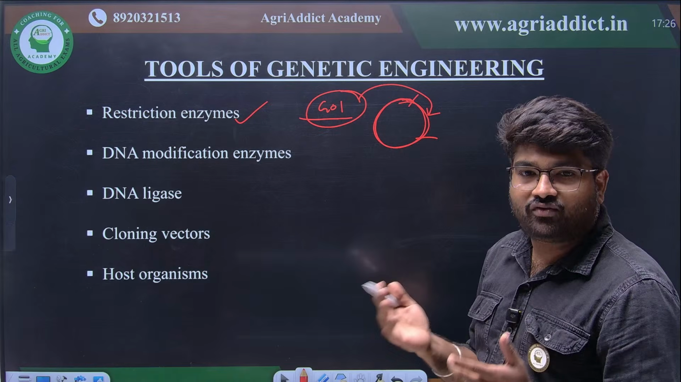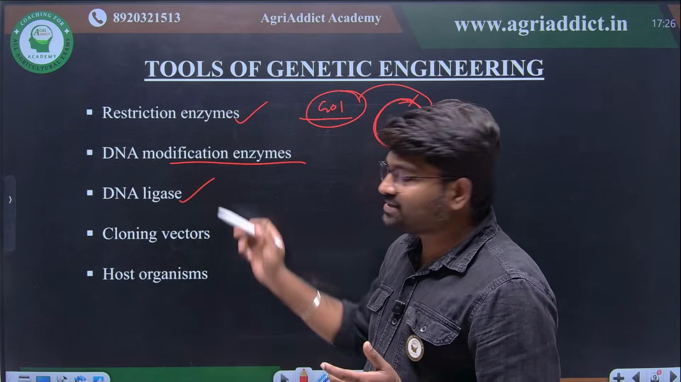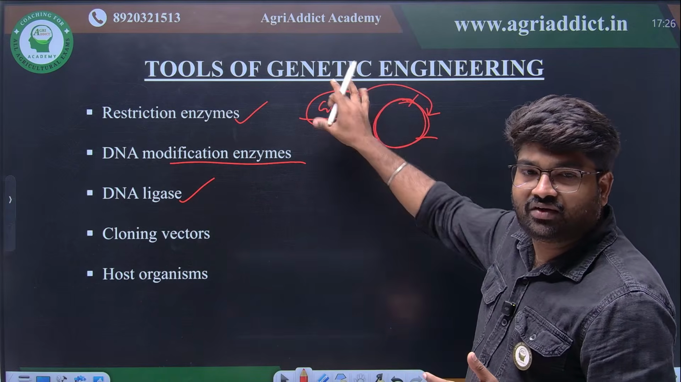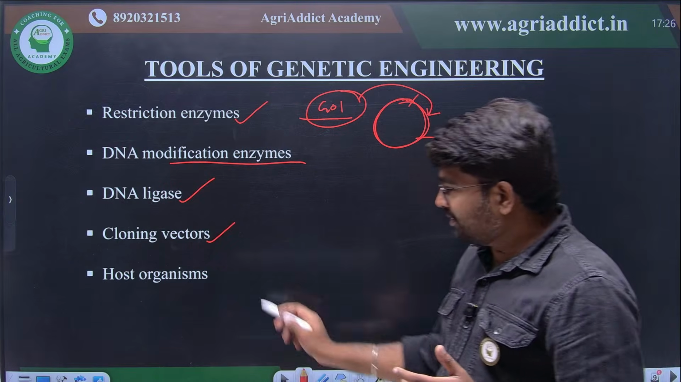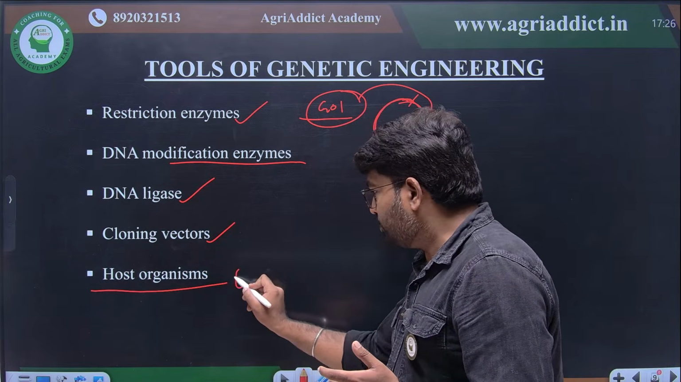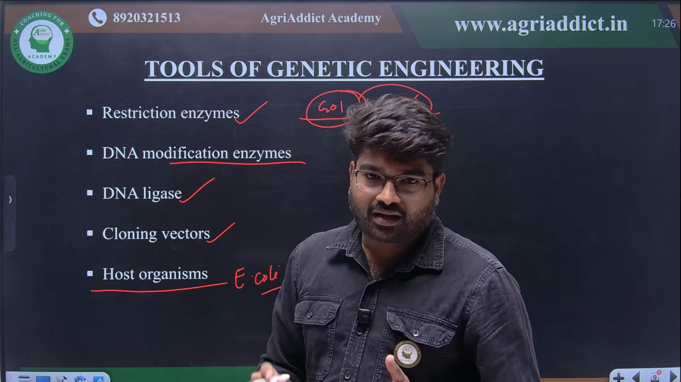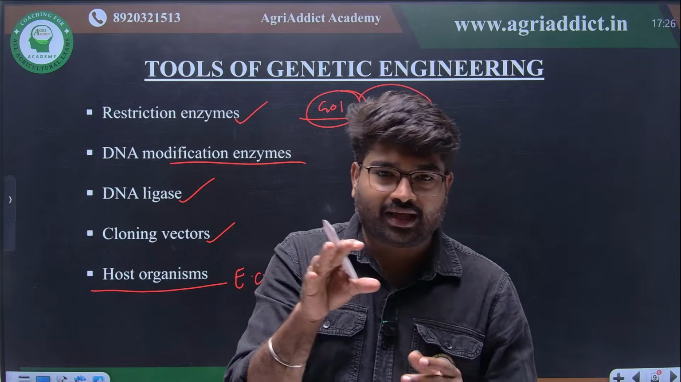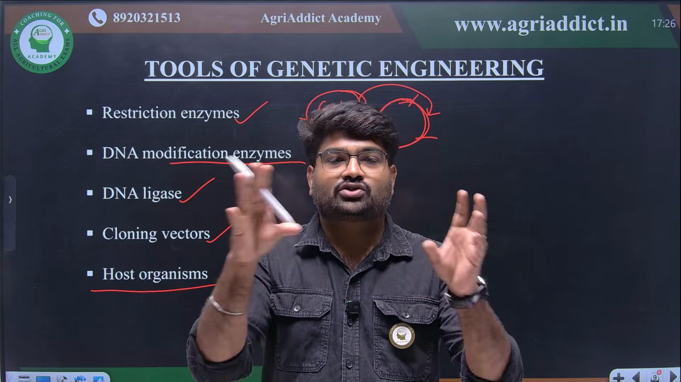Apart from that, several modification enzymes are needed. DNA ligase is needed for joining this vector with the gene of interest. Cloning vectors, this is also needed. Then host organisms like E. coli are needed. For what purpose is E. coli needed? Our vector will be inserted in the E. coli. This E. coli will be multiplied, so our target gene will also multiply.